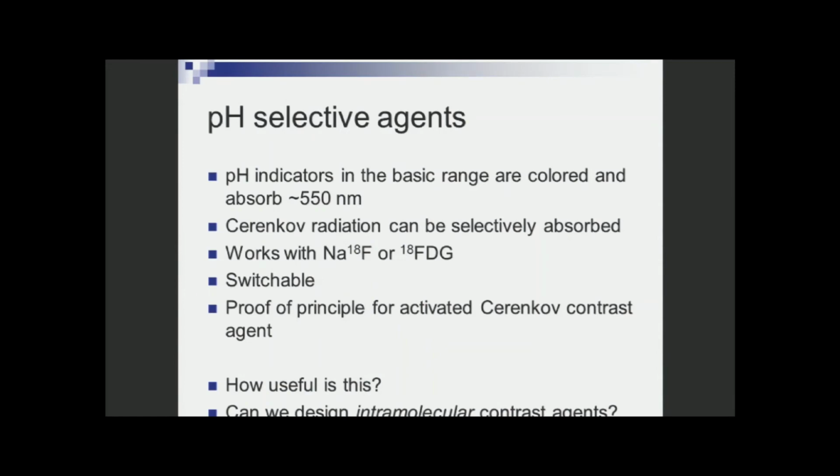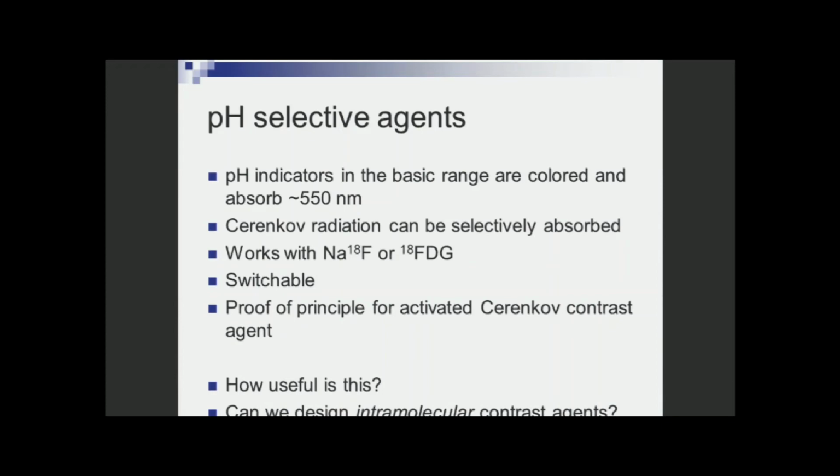So now these were experiments where we were just adding a pH indicator to a radioisotope. So this is what we called intermolecular quenching. From this we learned that pH indicators that absorb around 550 nanometers can selectively absorb Cherenkov radiation, and it's independent of what you put in there. It works for either sodium fluoride or F18 FDG. It's switchable, and it gives us this proof of principle for the activated Cherenkov contrast agent.